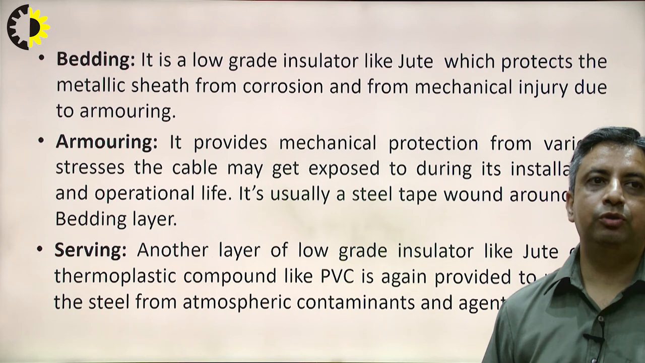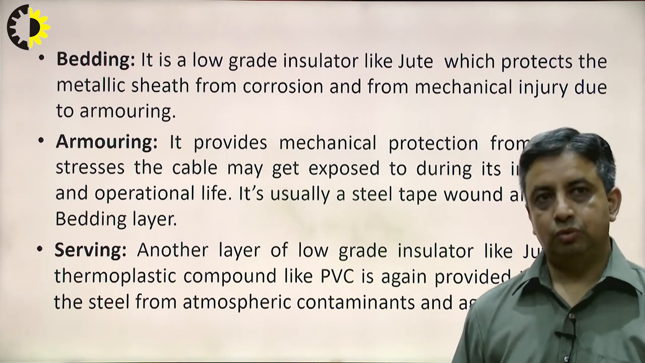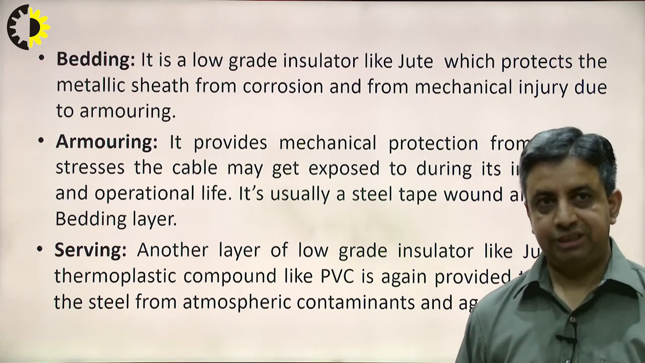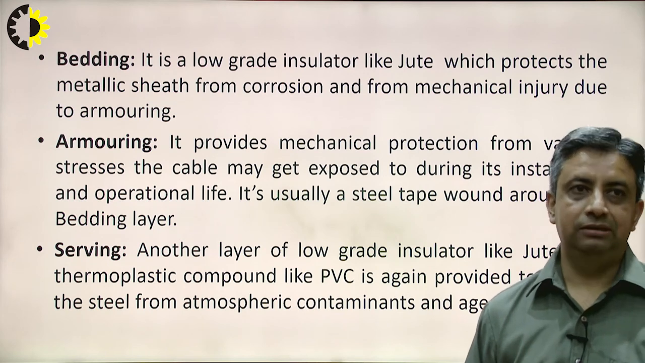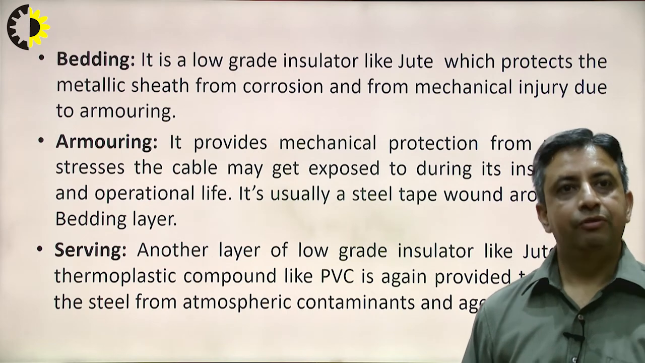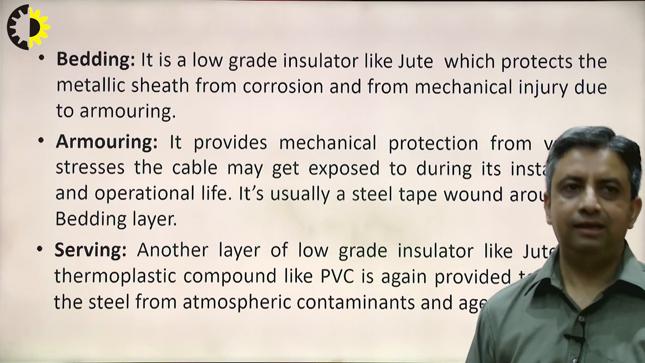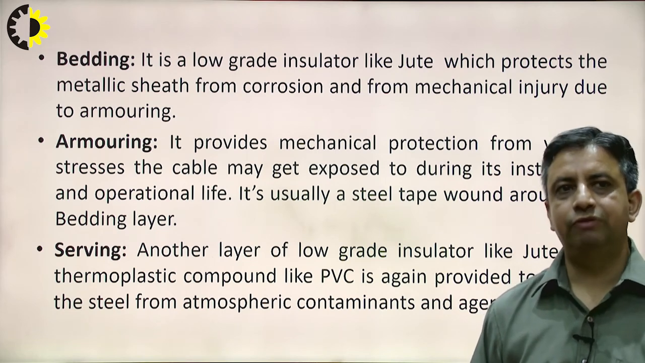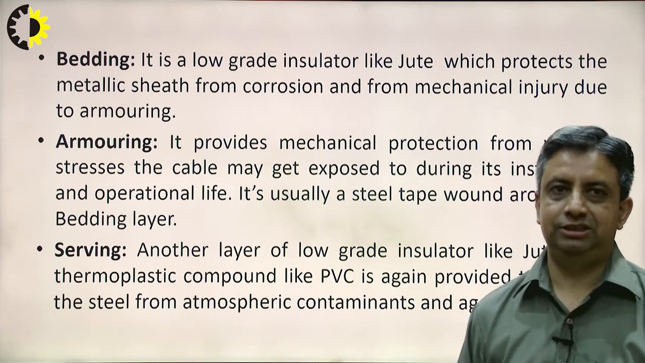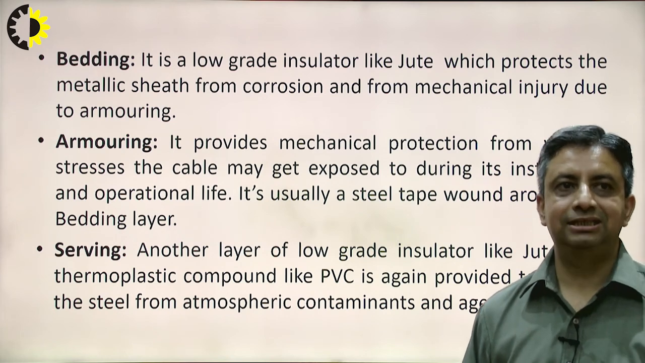Again, we are using this metallic sheet. It is generally made up of iron. So again, it will be exposed to moisture as well as different chemicals. So to save this metallic sheet from corrosion, we generally provide a bedding. Bedding is generally provided with the help of jute, because jute has a good property to absorb moisture. So it will provide a protective layer to this metallic sheet also.